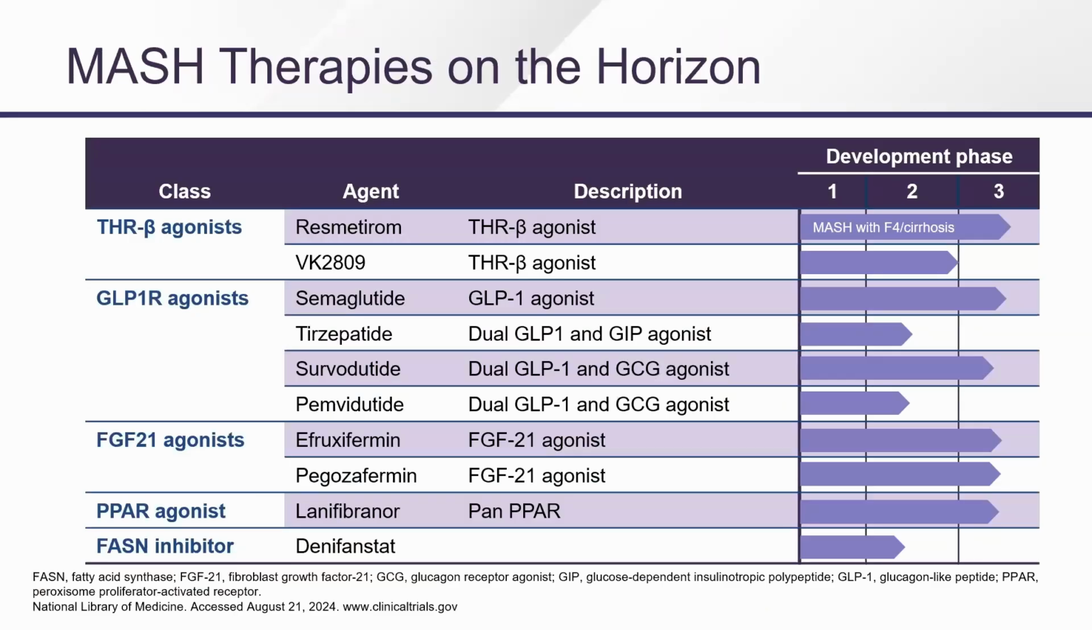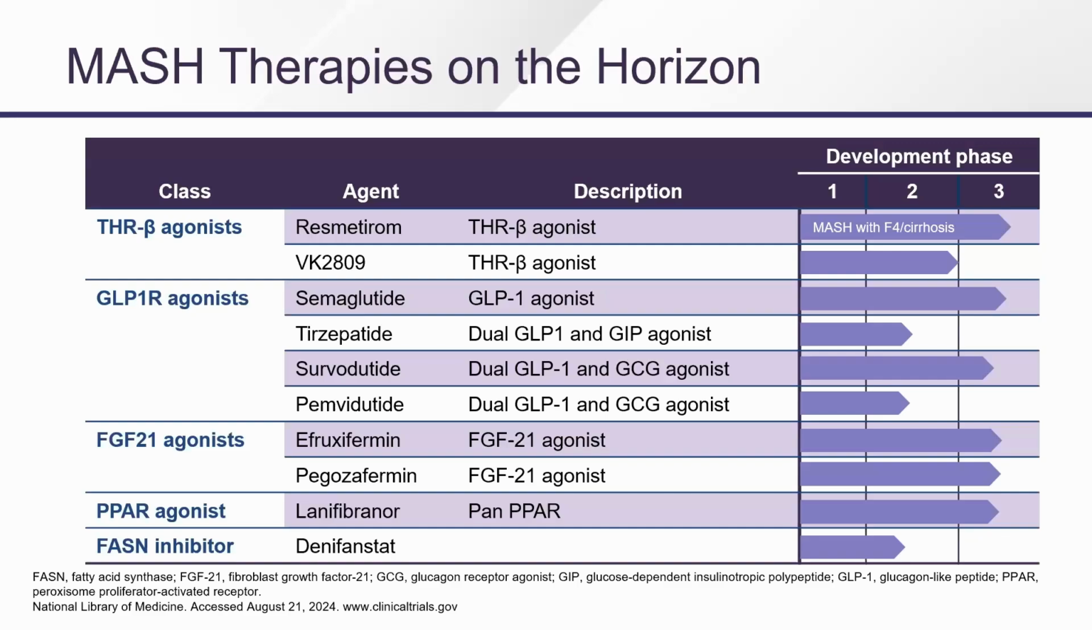So a little bit about what's on the horizon. There are lots and lots of exciting things on the horizon. We're going to have more THR-beta agonists. This is exciting. This is in its phase 2 development. GLP-1 agonists and co-agonists, this is definitely happening. Semaglutide is probably the furthest along, along with the combo drug in phase 3.